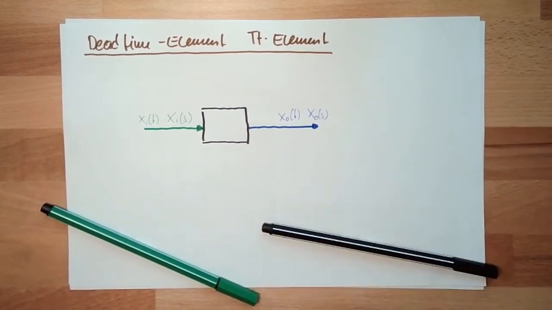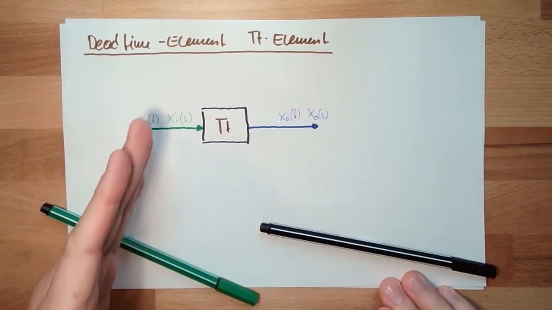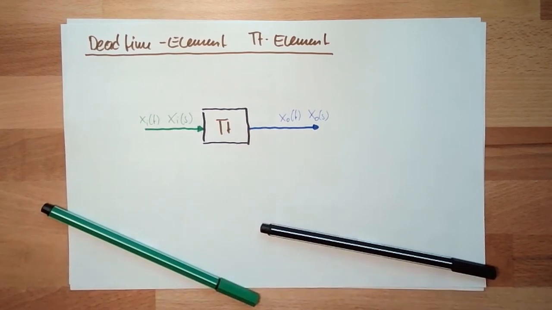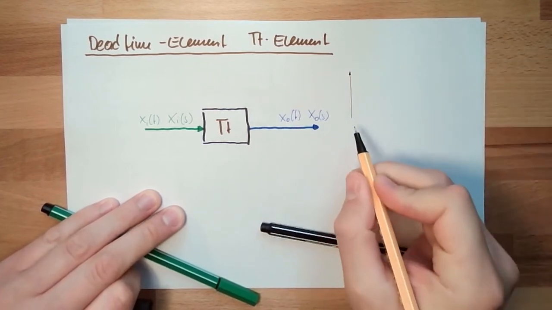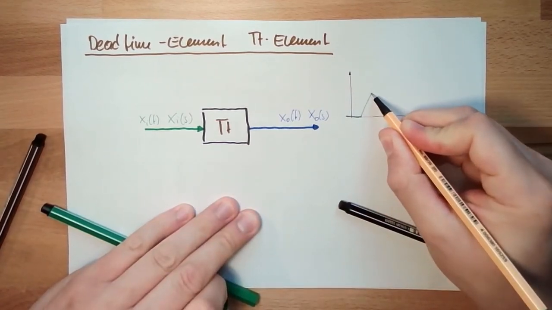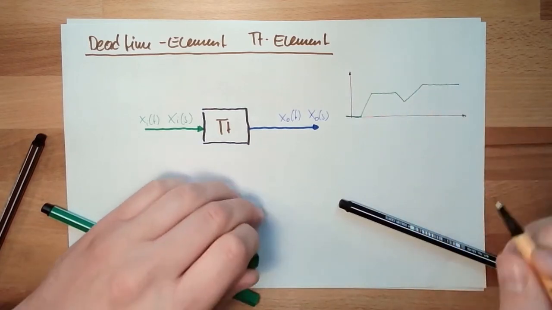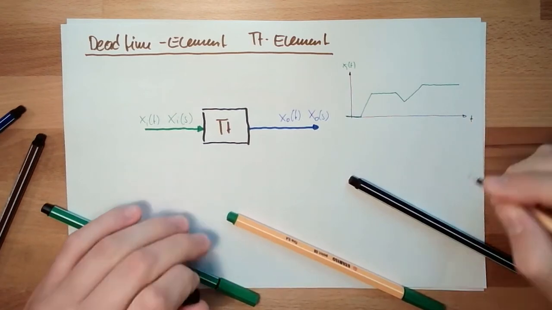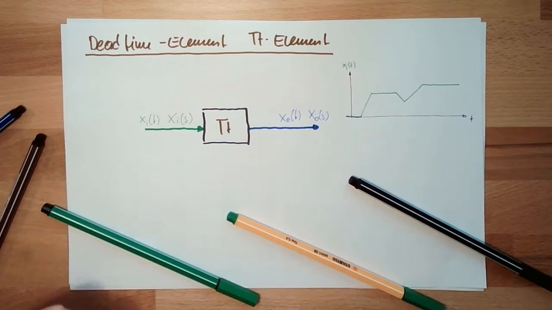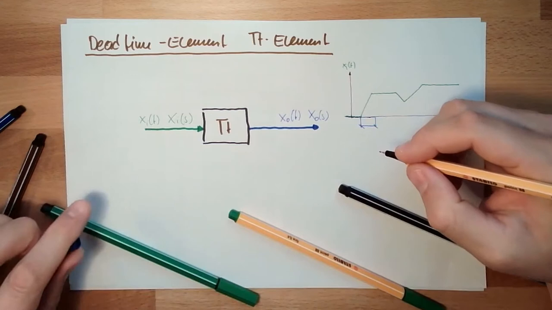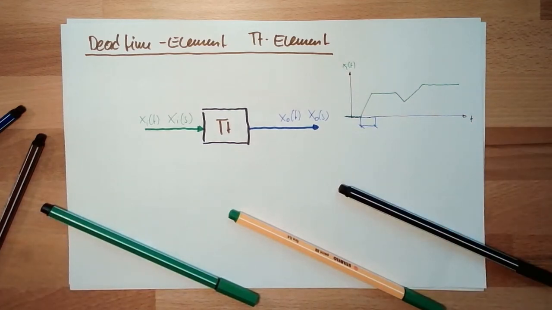What this DD element is doing is simply the output is looking exactly the same like the input. There is no difference in input and output, but it is delayed for a certain time. So if we do have, for instance, this is the input, this is XI from S, from T. Here we have the time here. Then XO is looking exactly the same, but here we do have a certain delay time. We are later. Okay? But there is no change at all.